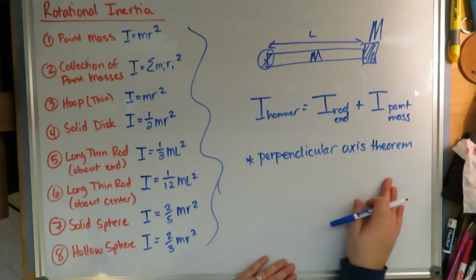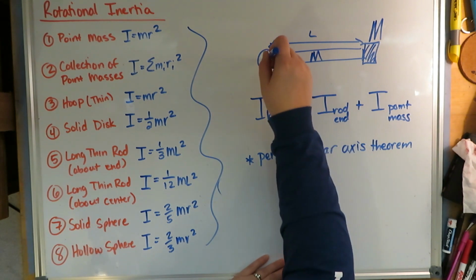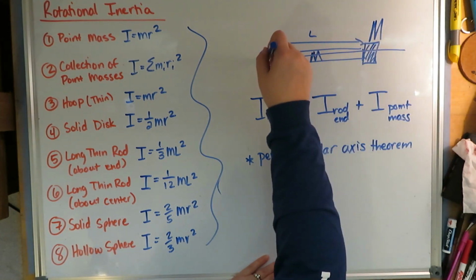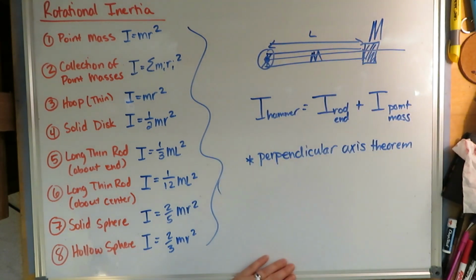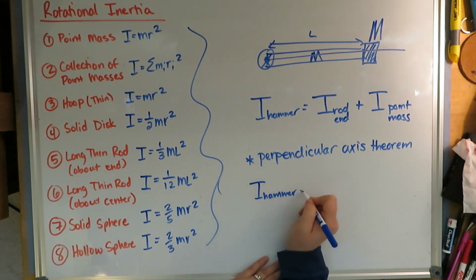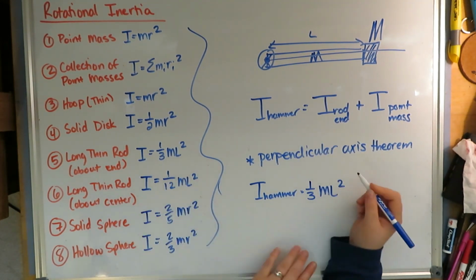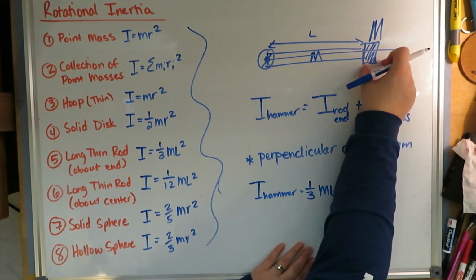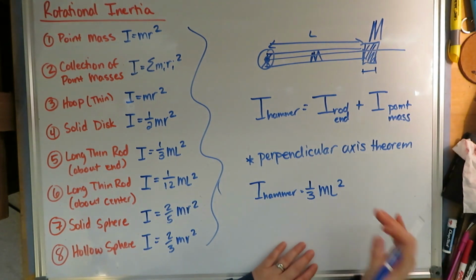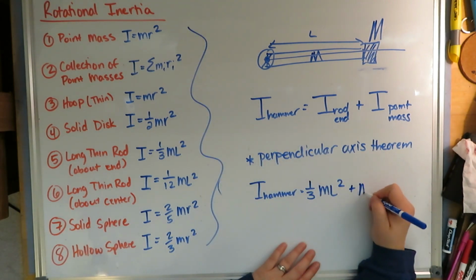The perpendicular axis theorem says that if I have an axis here, and these objects are all essentially along a line that's perpendicular to my axis, which they are, since my axis is not on the page, then I can just add them up. So if I wanted to find I of this hammer, well, I of the rod about the end is going to be 1/3 ml squared. And if I'm treating this mass as a point mass, because they didn't give me a thickness to do anything with, that point mass is going to be mr squared. R is going to be L, so it's going to be ml squared.